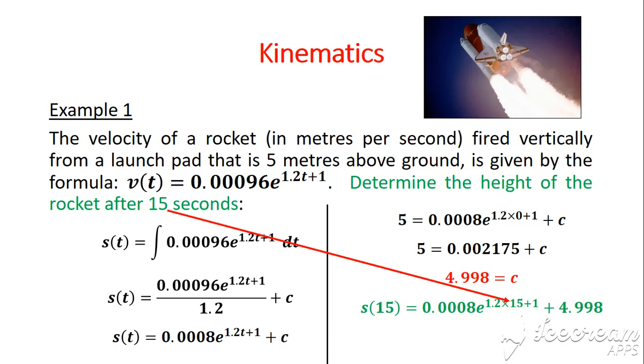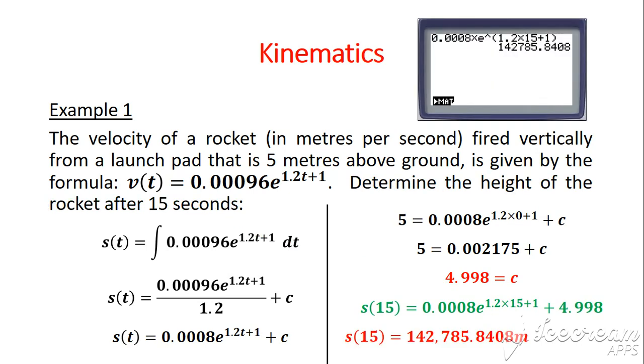So the question says, what is the height of the rocket after 15 seconds? So all we now need to do is substitute 15 in for time and work out what is 0.0008 times e to the power of 1.2 times 15 plus 1, plus the 4.998. And that gives me on a calculator 142,785, and if I divided that by 1,000 to turn it into kilometers, I'd round it to something like 142.8 kilometers.